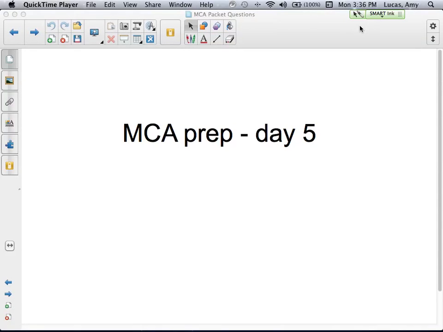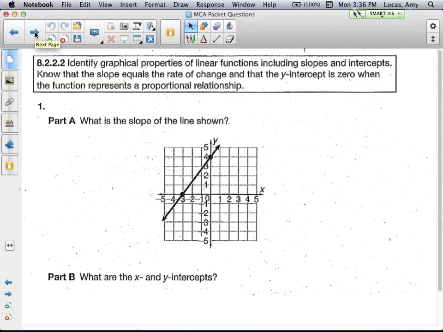MCA Prep Packet, Day 5. We're starting out with benchmark 8222. You can find this in your packet on page number 23. Benchmark 8222: Identify graphical properties of linear functions, including slopes and intercepts.